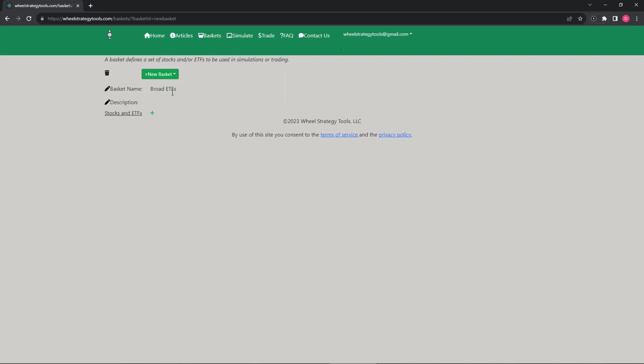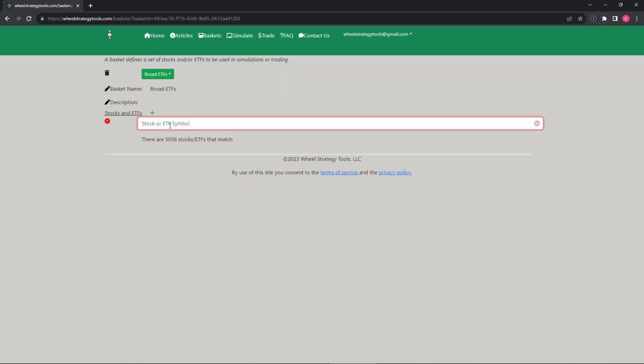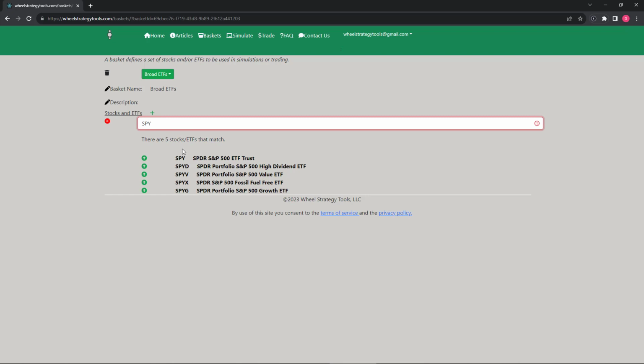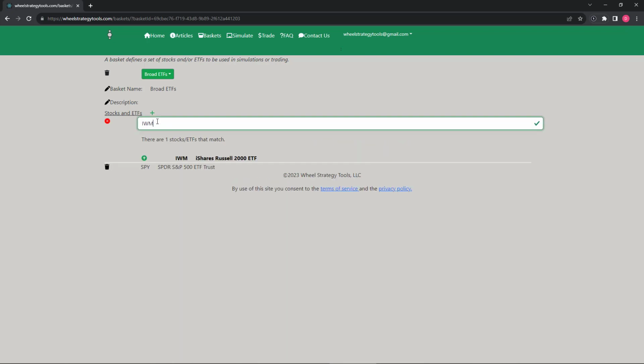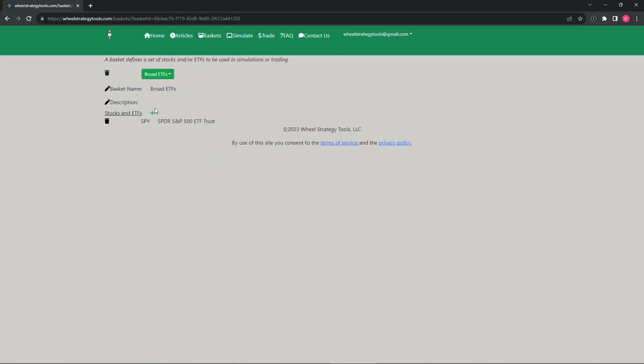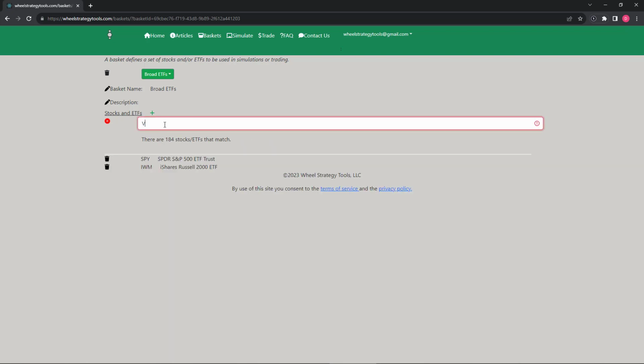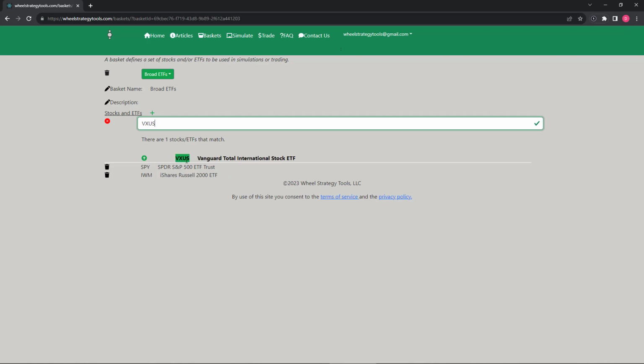It will consist of SPY, which is an S&P 500 index ETF, IWM, which is a Russell 2000 index ETF for exposure to small cap stocks, VXUS for international stock exposure, and QQQ for growth stock exposure.